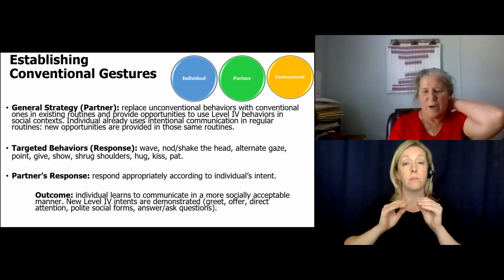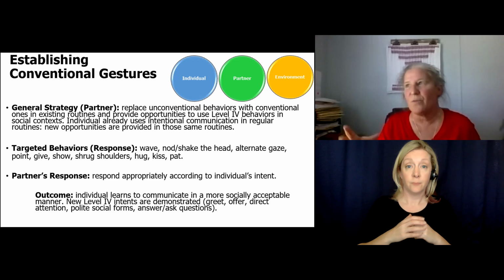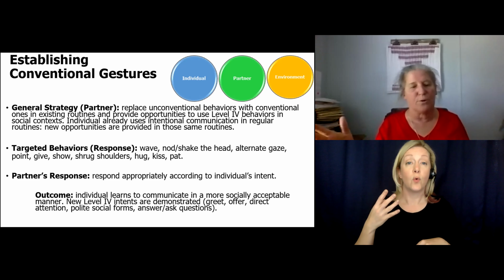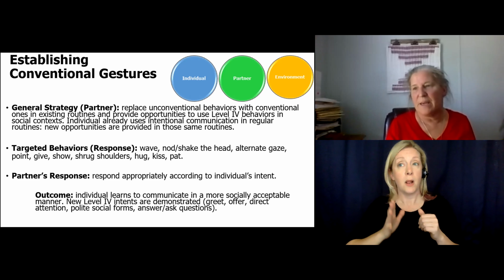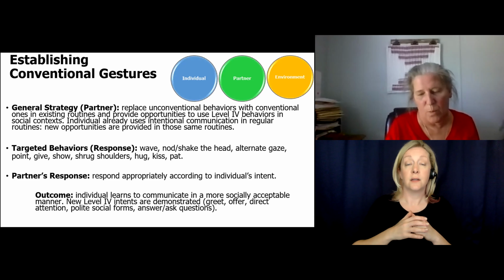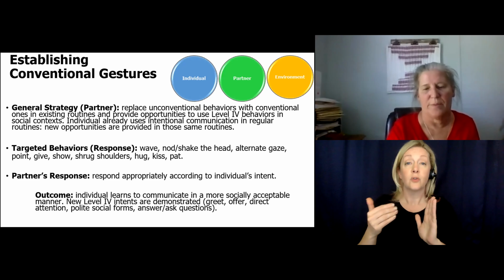So that's new level 4 intents are demonstrated. So that's that greet and the offer and those polite social forms, and maybe even asking or answering questions. So we really are trying to up that ante on them.